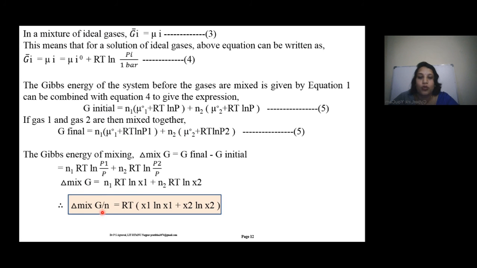This Xi ln Xi gives delta mix of G, that is, the Gibbs free energy of mixing. Here it is molar, because we have divided by n. If you don't divide, no problem. You can use delta mix of G is equal to nRT, or you can use delta G of mixing per mole. Only you have to take care of the units.